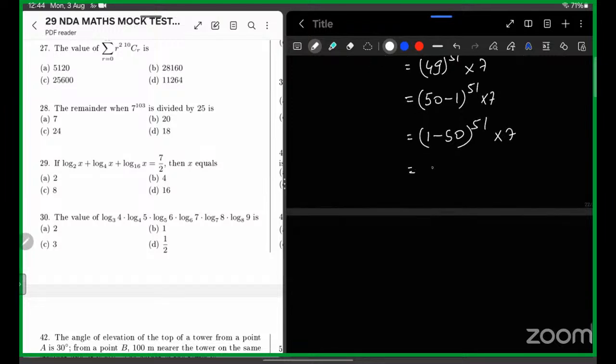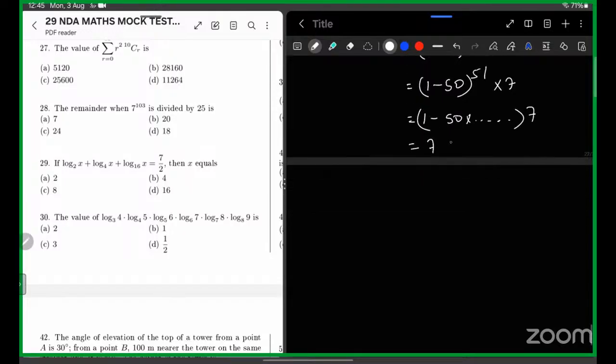If I try to expand it by the binomial theorem, the first term will be 1, the next term will be 51 into 50. Then every time I'm going to get some multiple of 50 after this, right? The multiple will keep on going. If you separate it, 7 minus the remaining number, they are divisible by 25.